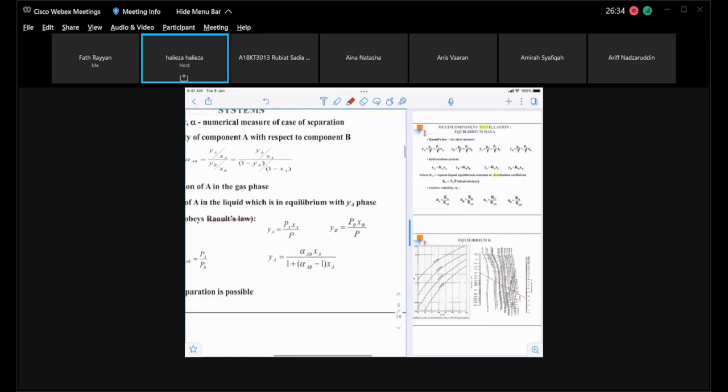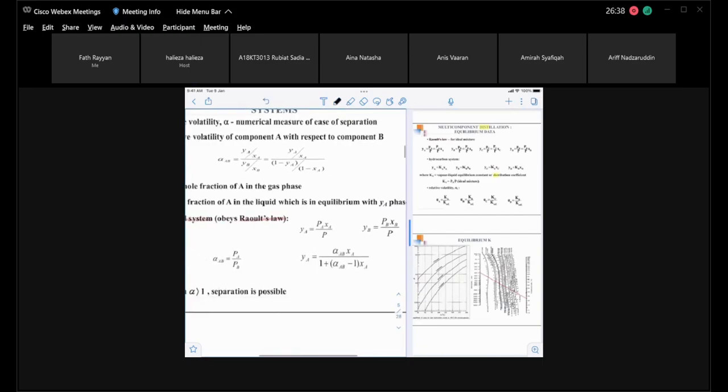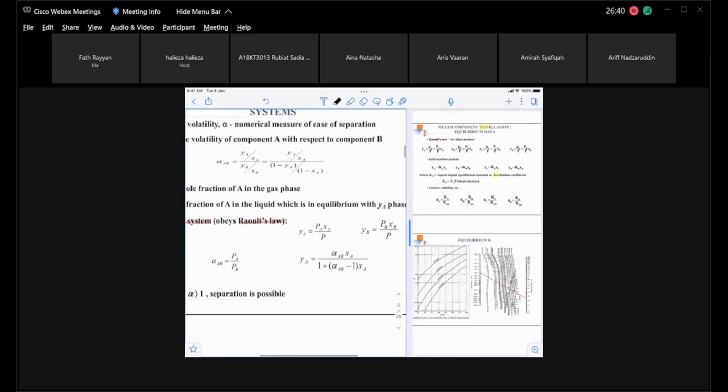So in Raoult's law, you have your vapor, let me see, this is vapor pressure. I don't want to get confused. This is vapor pressure, capital P. Okay, so that's vapor pressure. And obviously that is your total pressure. There should be a small p, and that is for partial pressure.